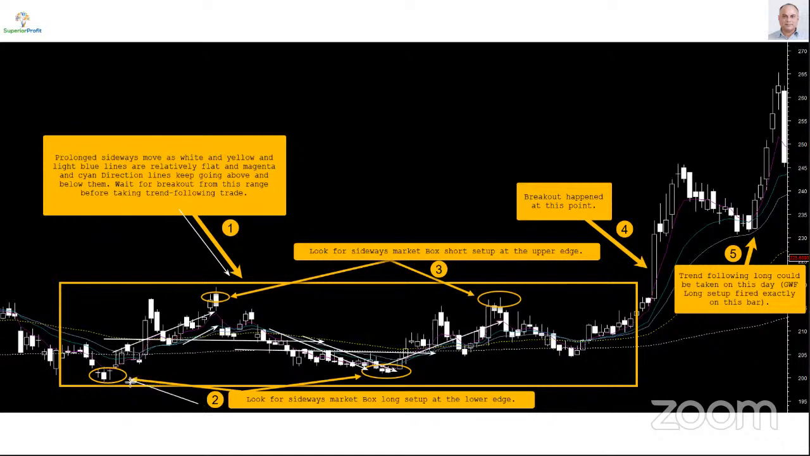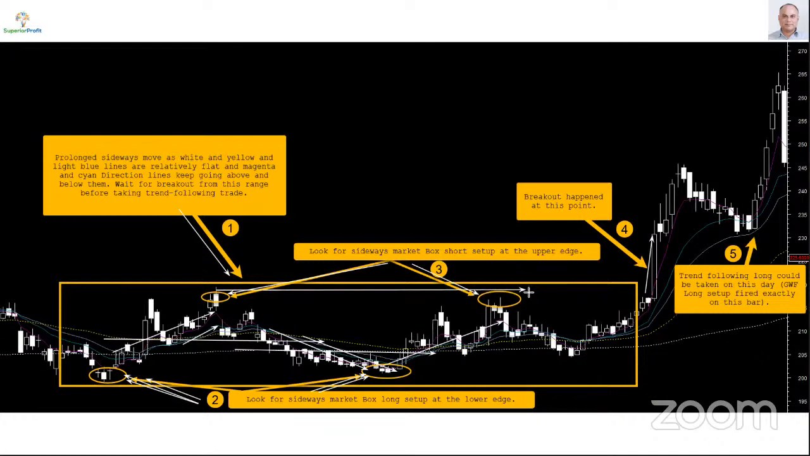Instead, look for a box setup, which would come at the lower edge, buy trade here and here, these 2 points. You may look for a box long trade setup. And at the upper edges, you may look for a box short sideways setup. And then you will notice that sometime in the pattern, it will move out of the extended sideways range. And yes, there would have been watermark levels also.